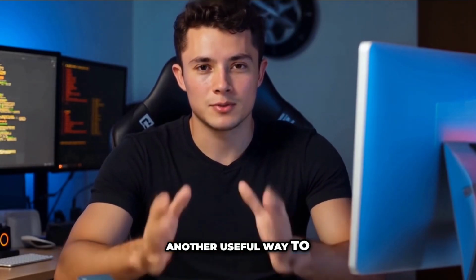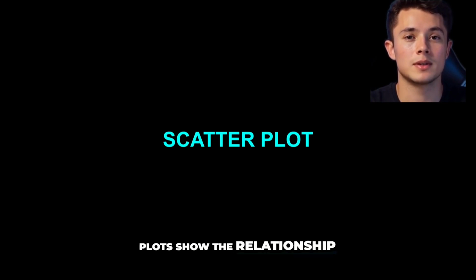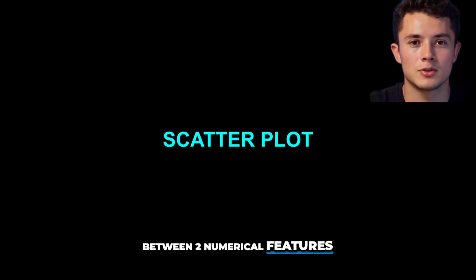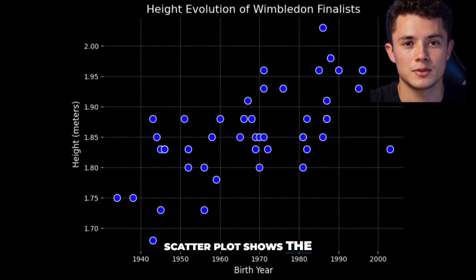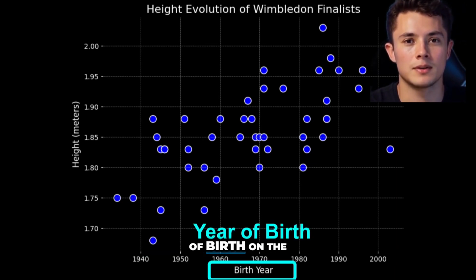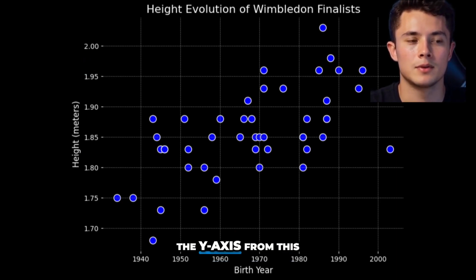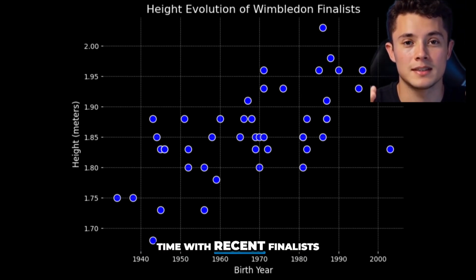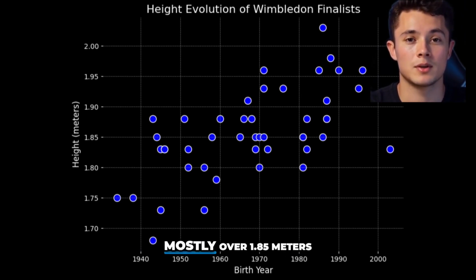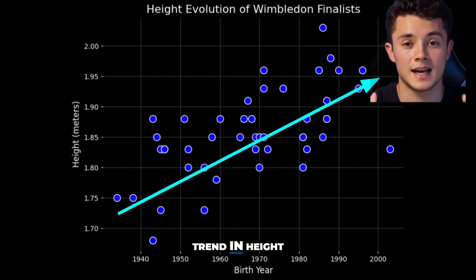Another useful way to visualize data is with a scatter plot. Scatter plots show the relationship between two numerical features. Here's another example. This scatter plot shows the relationship between the year of birth on the x-axis and the height of the players on the y-axis. From this plot, we can see that most players are generally getting taller over time, with recent finalists mostly over 185 meters, showing a clear upward trend in height.